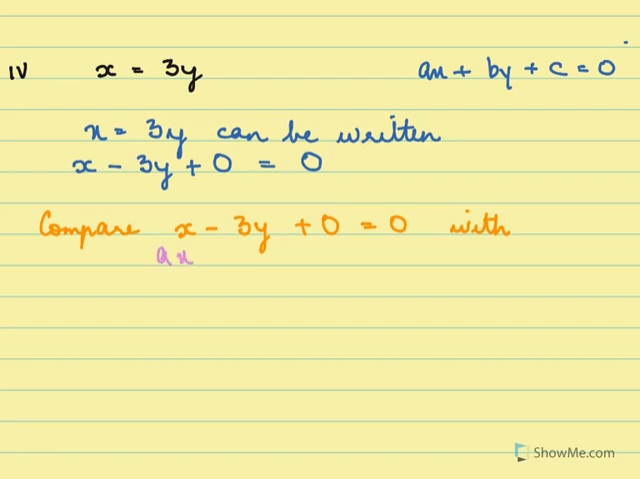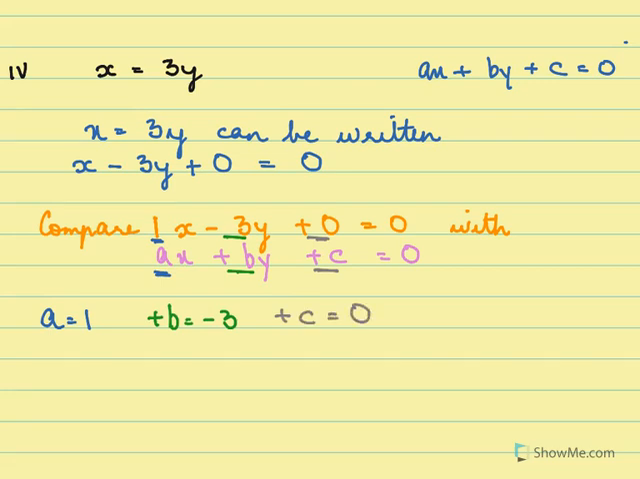For my next step, compare x minus 3y plus 0 equal to 0 with, say, equation ax plus by plus c, that's a standard equation, equal to 0. Now if you realize here that the x has no coefficient, so I will put 1. You don't put 0 there, you have to put 1. Now on comparing, we see that a must be equal to 1, then the plus b must be equal to minus 3, plus c must be equal to 0.